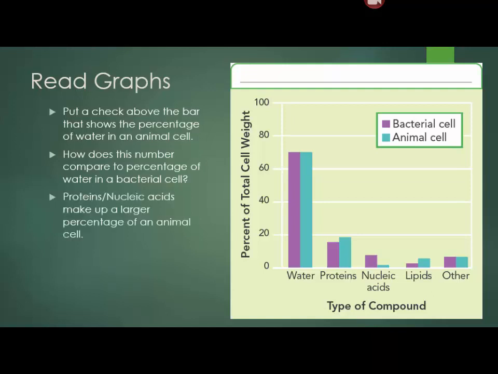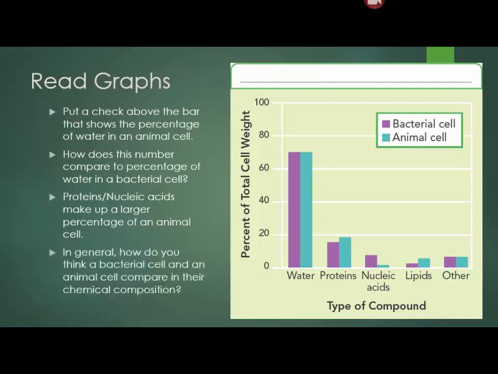Number 2, proteins, nucleic acids. Which of the two of those make up a larger percentage of an animal cell? Number 3, in general, how do you think a bacterial cell and an animal cell compare in their chemical composition?